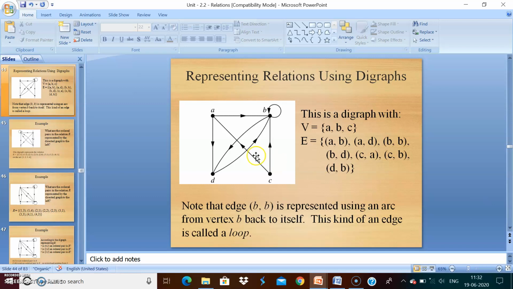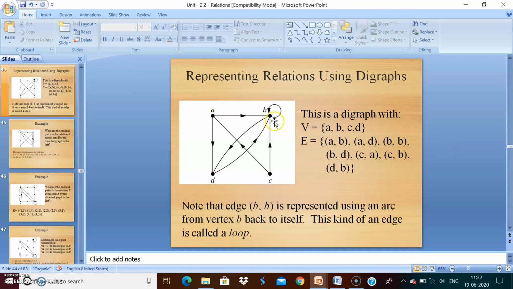Now identify the diagram to matrix representation. Identify the diagram to matrix. So in total, how many elements are there here? A, B, C, D. Okay. So there are 4 elements in total.